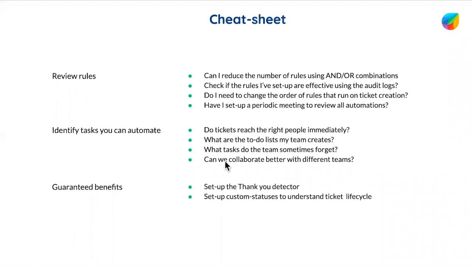Now, under repetitive tasks, there are a couple that fall under it. So here are questions you can ask to make it easy to create a list of tasks that you can automate. Tickets reaching the right people: here's where you consider automatic ticket assignment. What are the to-do lists that your team creates? This is where you consider the time triggers. What tasks does the team sometimes forget? What tickets sometimes slip through the cracks? In these cases, you can have rules that run on ticket updates. Can we collaborate better with different teams? If the answer is yes, do consider using custom statuses and have your automations work based on them.